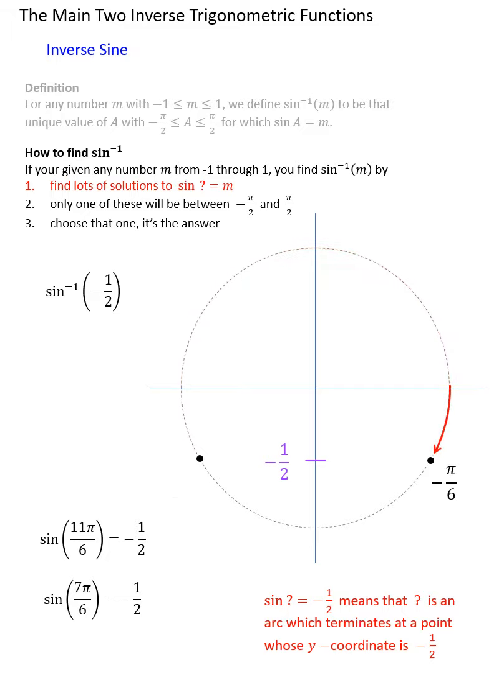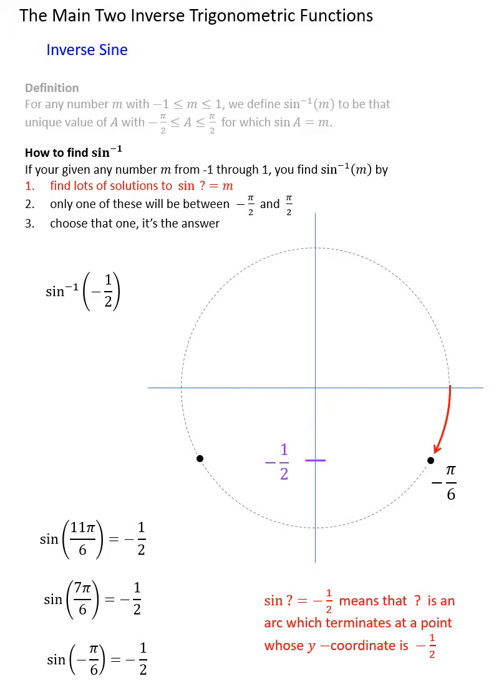Here's a negative arc in the sense that it goes clockwise, and it terminates at a point whose y-coordinate is negative half, and therefore the sine of that is also negative half. Now, step 1 is a little ambiguous because it says lots, and in the last 2 examples I've found 3. But there's no exact number that you have to find. You just have to at least find one that matches criteria number 2. I've found 3 of them here, just to give you a general sense of the process.